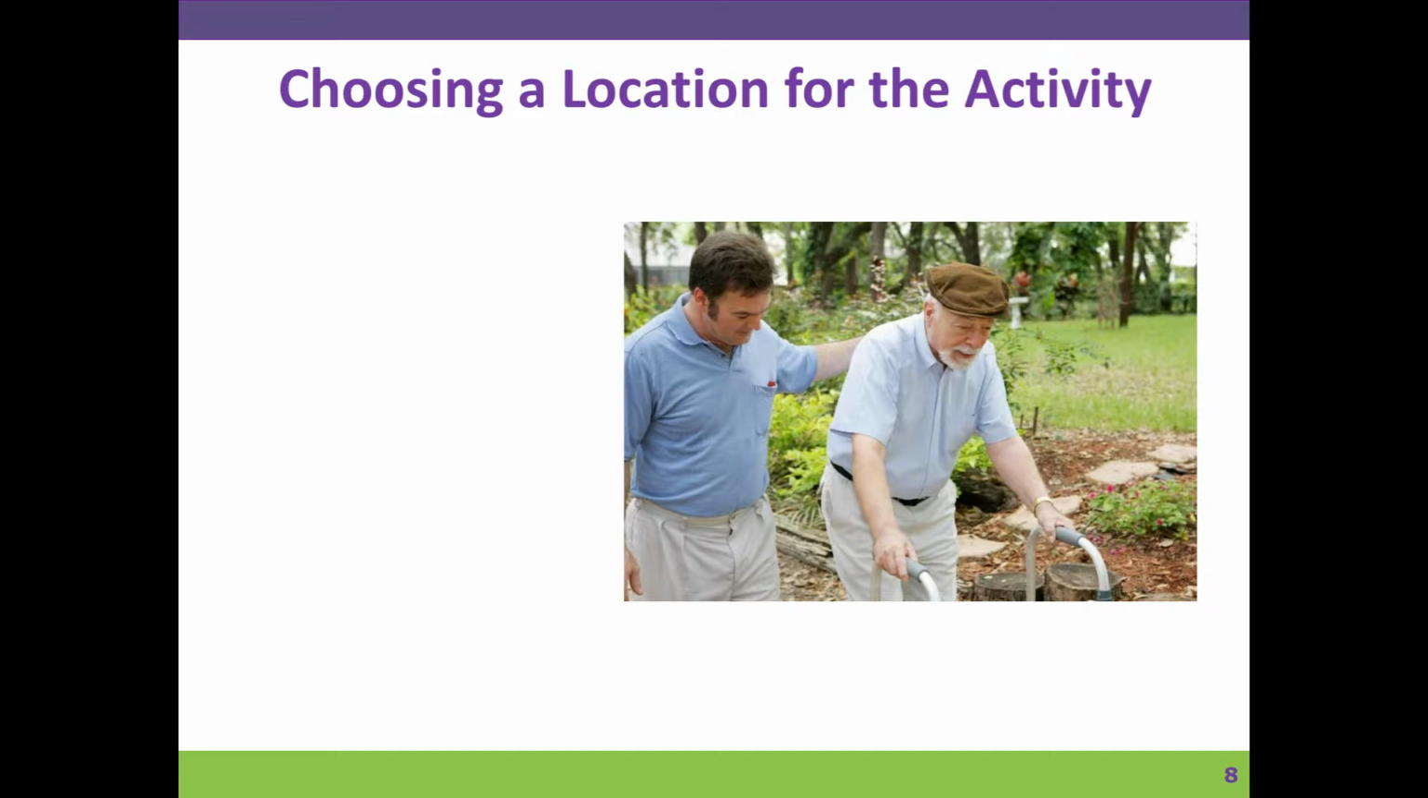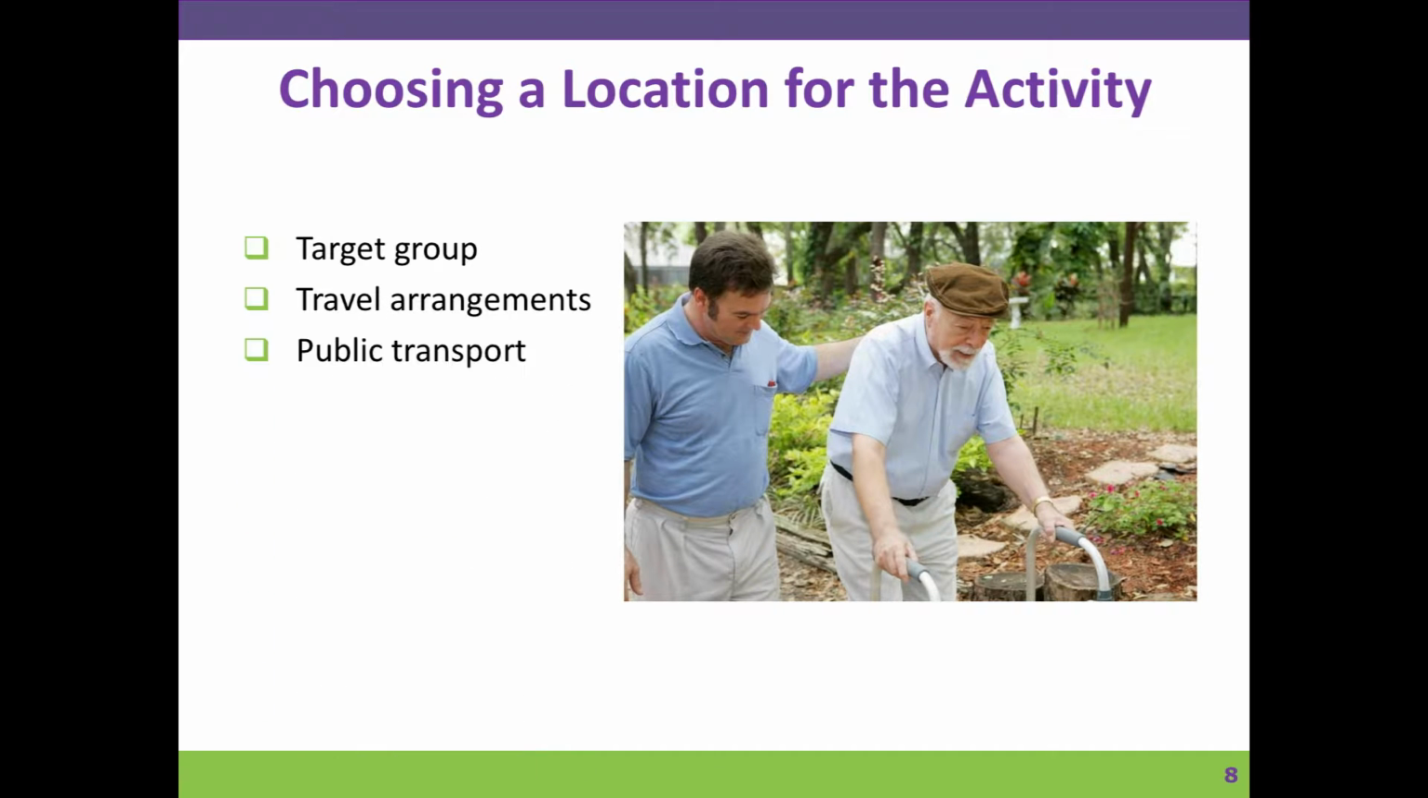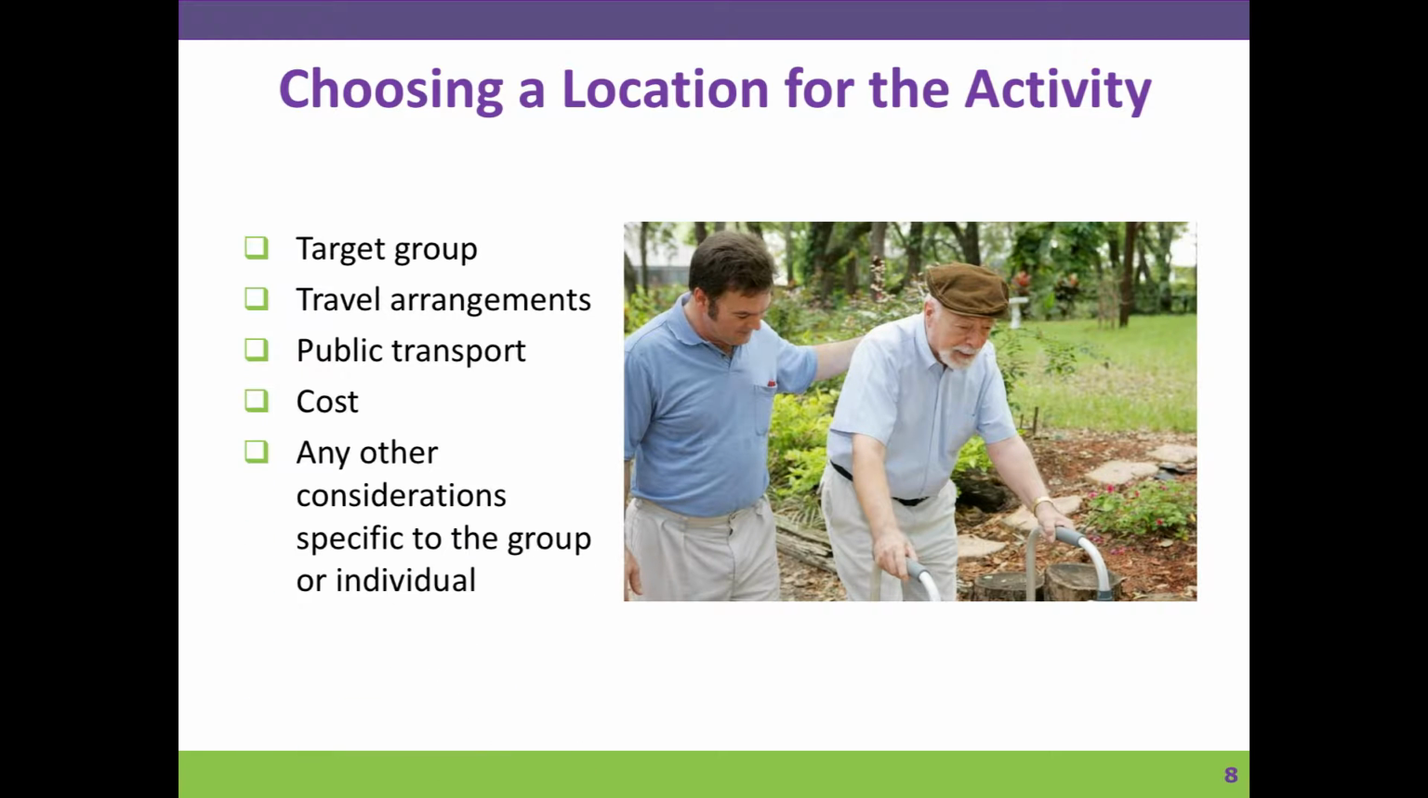This should be done by looking at your target group, their travel arrangements, public transport, the cost of the venue, and any other considerations that are specific to the group or individuals in whom the activity will be presented. Then you'll need to look at each of your chosen ideas and evaluate them to find the best and most suitable location. Then it's to be followed up by arranging and booking the specific venue that you've chosen. And it's a good idea to book the venue for the duration of the program so you don't have to make any changes to the program or the venue in the middle of the program.